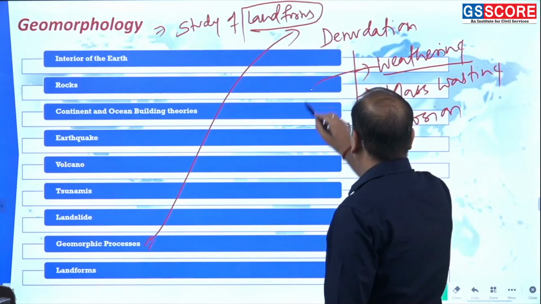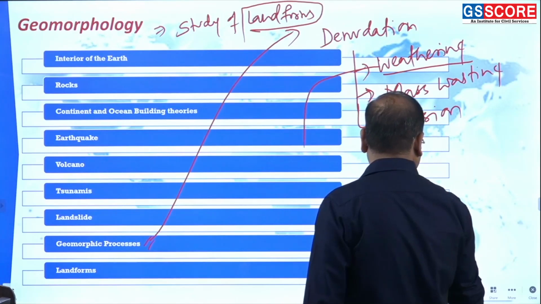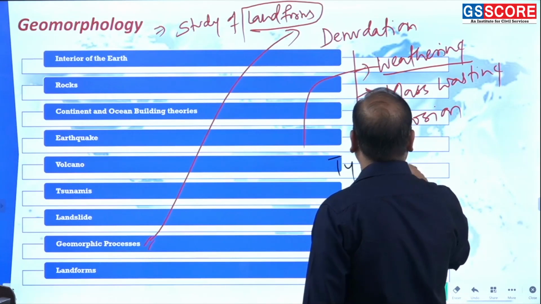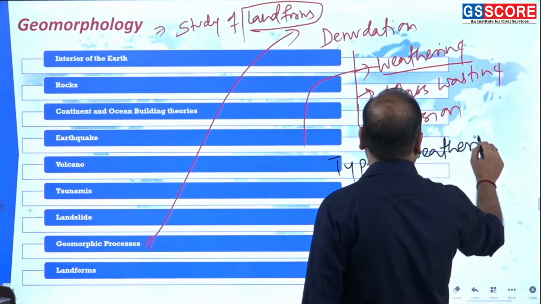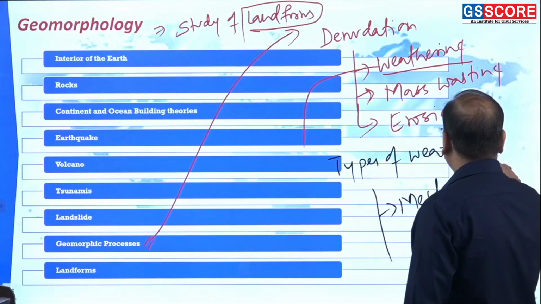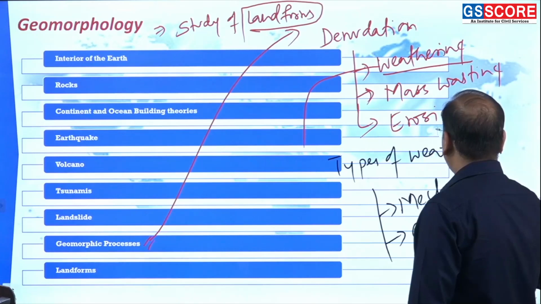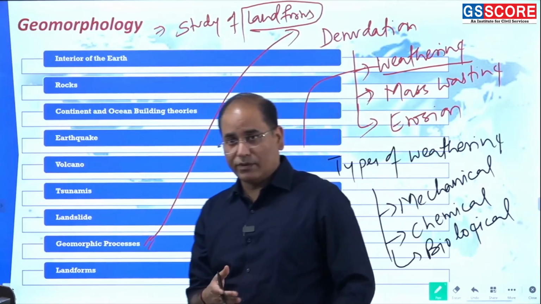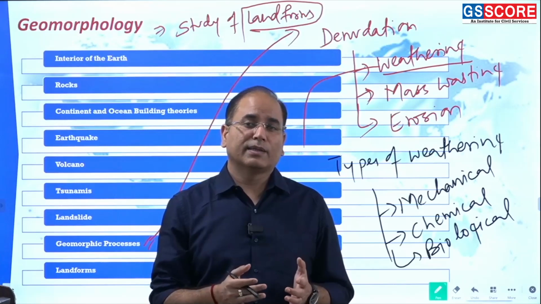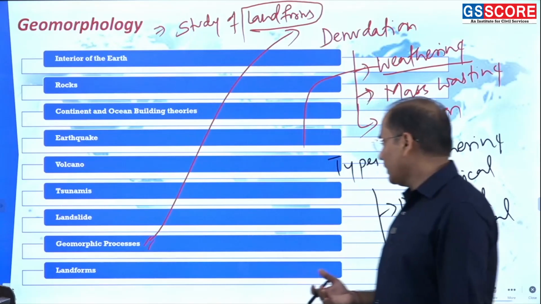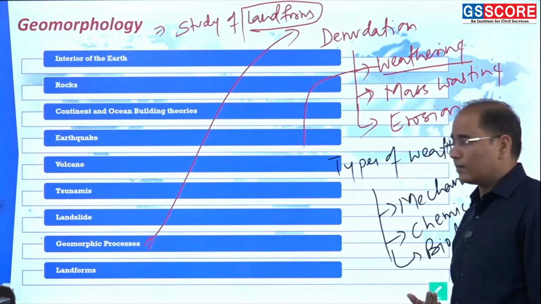In weathering, you are supposed to study types of weathering. In types of weathering, we have mechanical weathering, physical weathering, chemical weathering, biological weathering. So these are the different types of weathering. You should know in which climatic condition, in which part of the world, which type of weathering is more prevalent. Weathering is the initiation process of landform development.